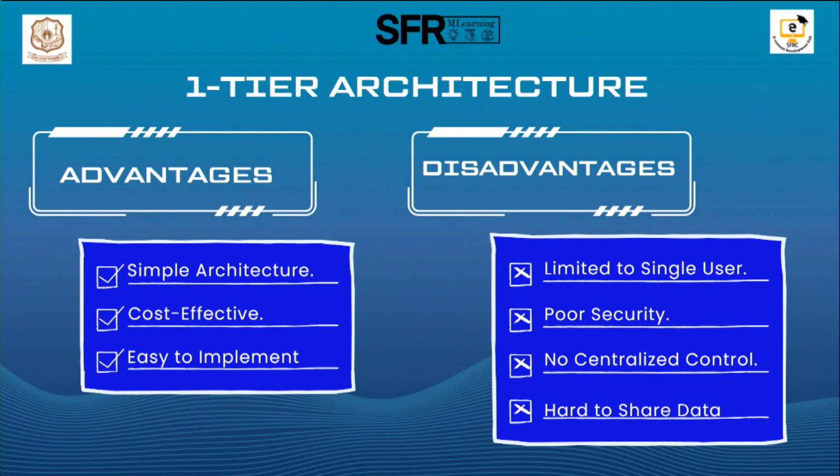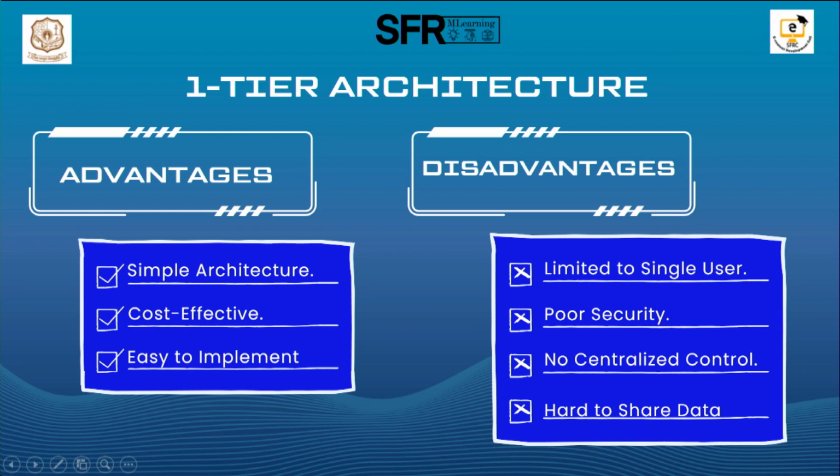These are the advantages and disadvantages of one-tier architecture. The first advantage is simple architecture. One-tier architecture is the simplest architecture to set up, as only a single machine is required to maintain it. The second advantage is cost effective. As we can see, no additional hardware is required for implementing one-tier architecture, which makes it cost effective and easy to implement. It can be deployed easily and hence it is mostly used in small projects.